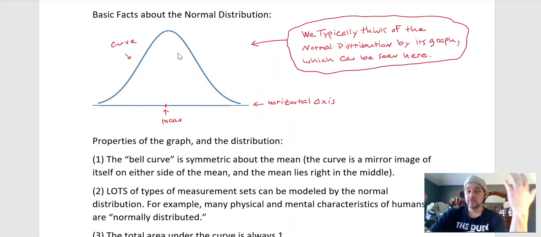Now, I haven't told you what we do with this, but that picture, that curve, is called the normal distribution, and we're going to learn a few facts about it one at a time.